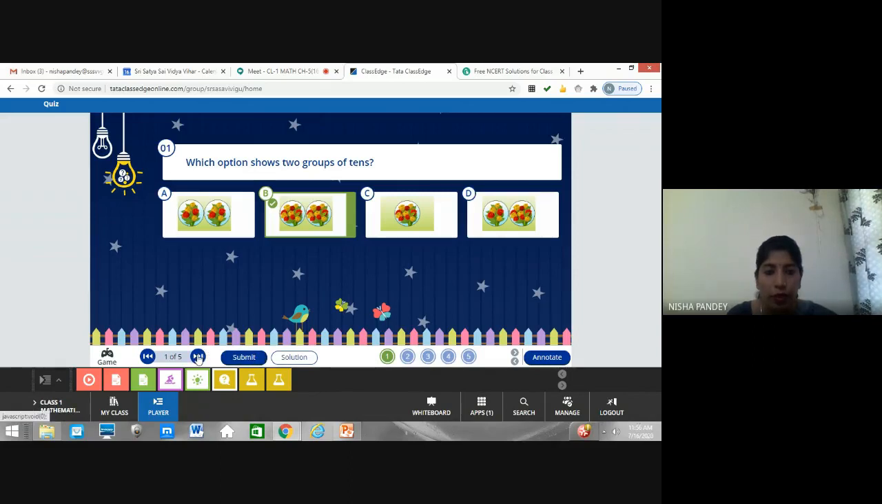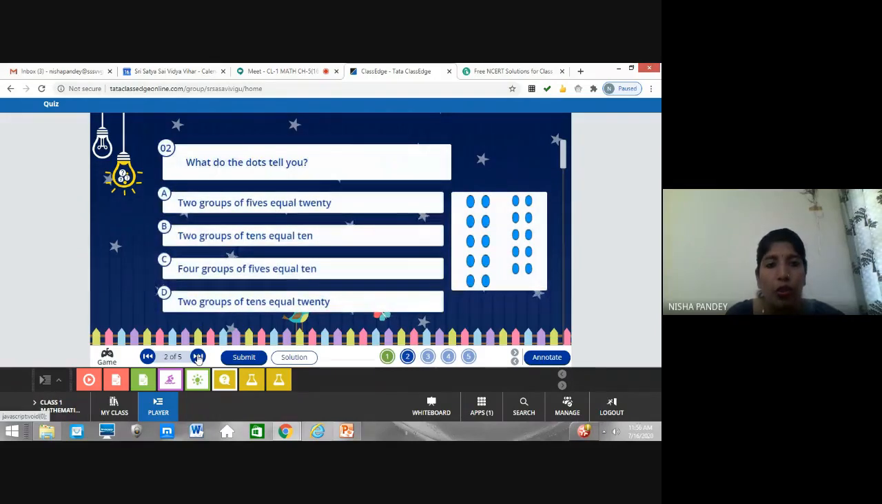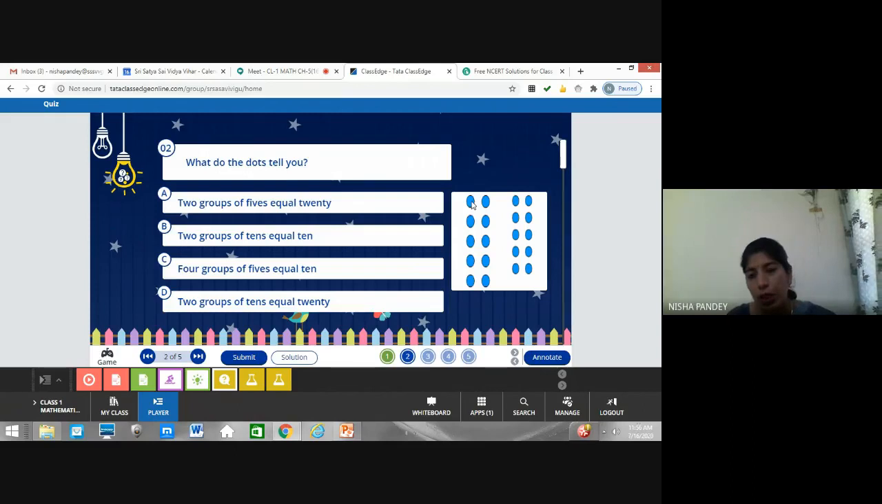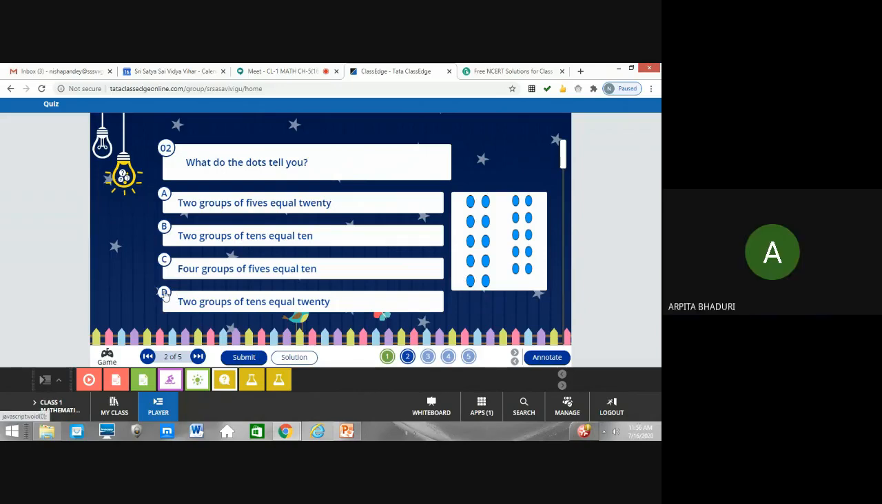Now next question. What do the dots tell you? So how many are there? First we'll count them. 1, 2, 3, 4, 5, 6, 7, 8, 9, 10. Here we have 10 and 1, 2, 3, 4, 5, 6, 7, 8, 9, 10. So we have two bundles of 10 here, right? Two groups of 10 is equal to 20. So 10 plus 10, as we have seen just now, is 20. So this will be the answer. Yes, ma'am, D. Okay.